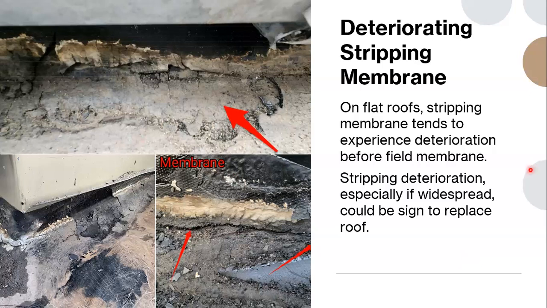Especially in the case of an inverted roof system, where it's protected and you can't see the membrane, there are some times where the stripping membrane may be visible. So there are cases where it may be feasible to do the installation of the stripping membrane first if it is more deteriorated than the field, if the field has a longer lifespan.